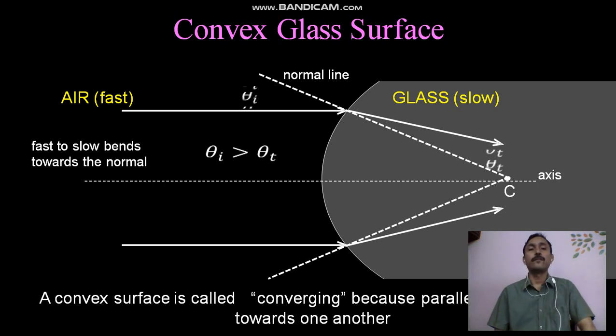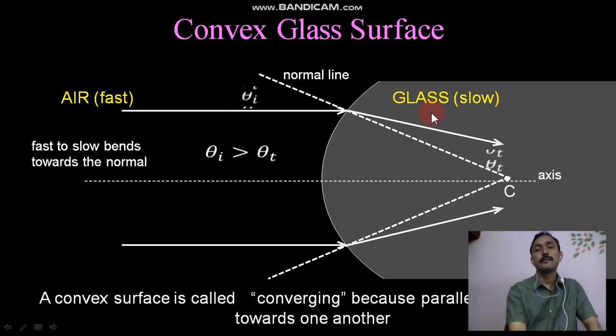So in a convex surface, this is a glass, this one is a convex surface. Glass is the medium where the velocity of light will be slow and air where the velocity of light is fast. So here light is falling, so this is the incidence angle theta I, these are the parallel rays of light. If we draw a normal, we are getting the incidence angle theta I.